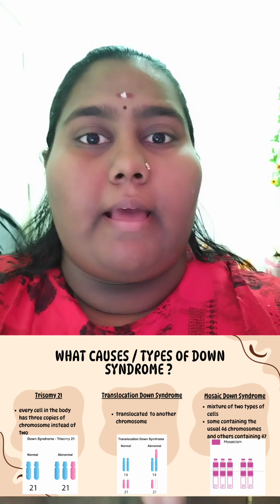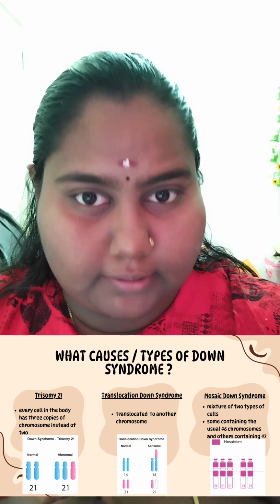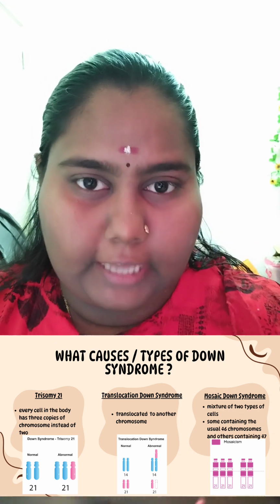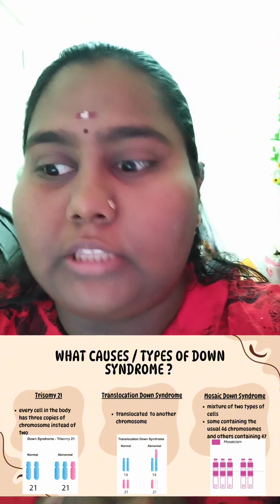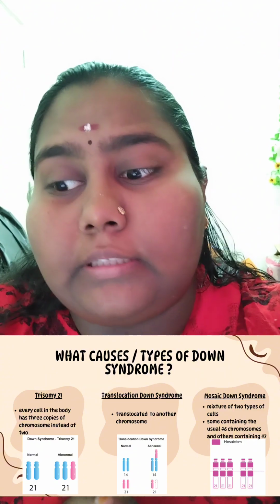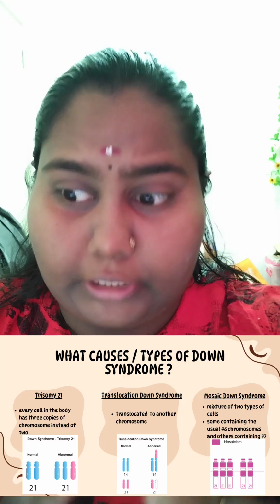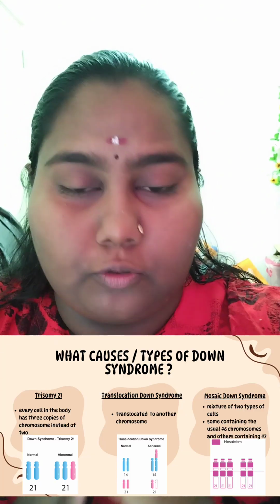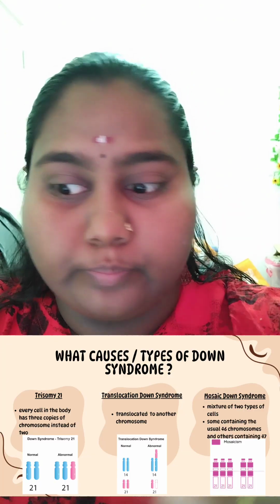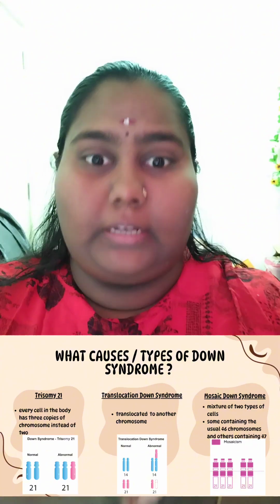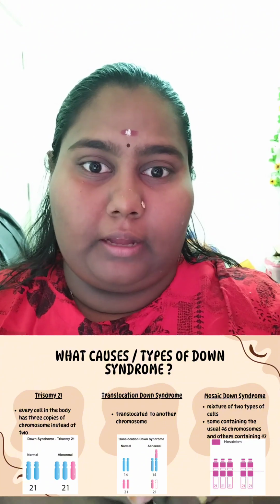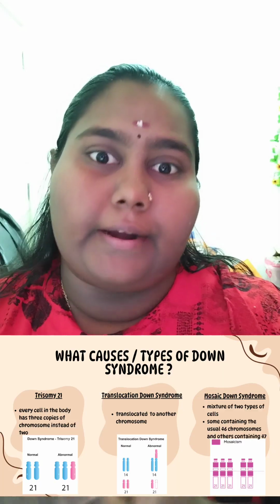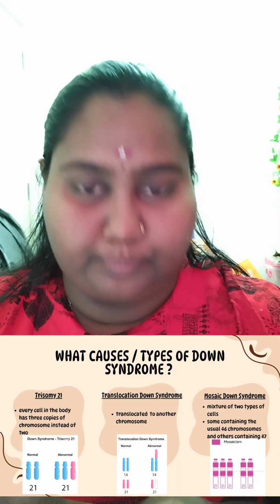What are the causes and types of Down syndrome? There are three types. The first one is trisomy 21. Every cell in their body has three copies of chromosome 21 instead of two, so they have the extra chromosome. This is the reason for their Down syndrome.